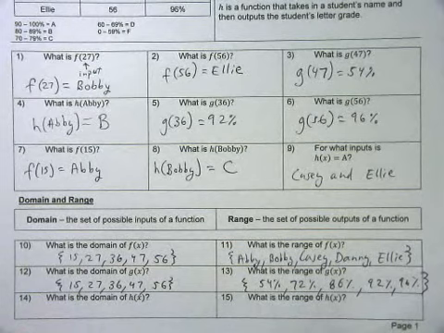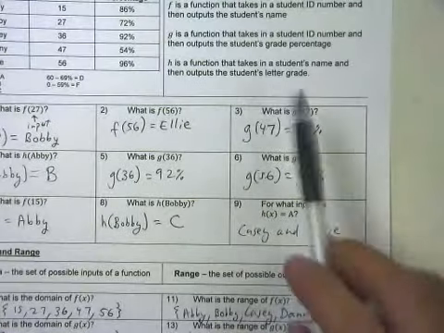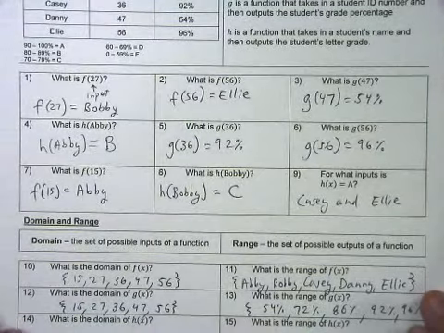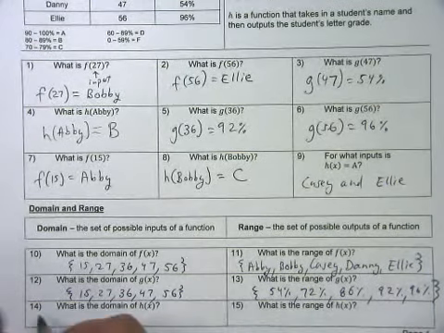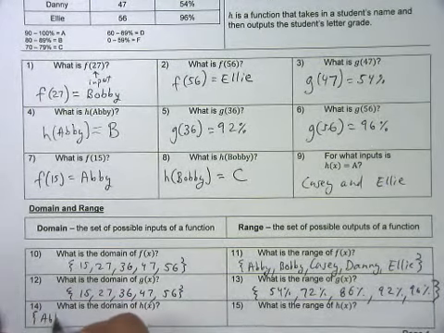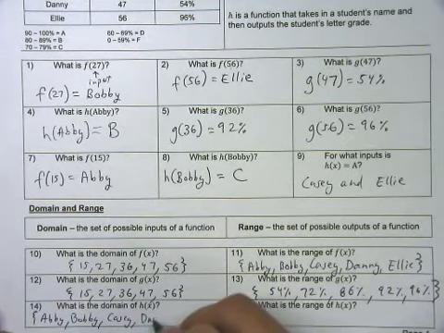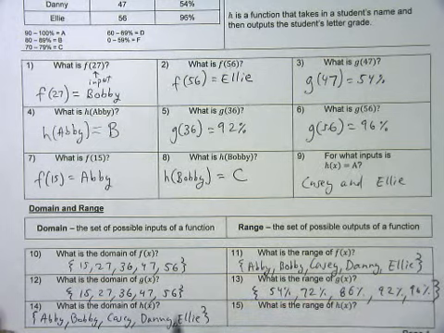All right, last one. What's the domain of h of x? h of x is a function that takes in students' names. So the possible things that could have gone into our h of x function are our student names. It could have been Abby, Bobby, Casey, Danny, or Ellie. Those are the things that we could have possibly put into h.